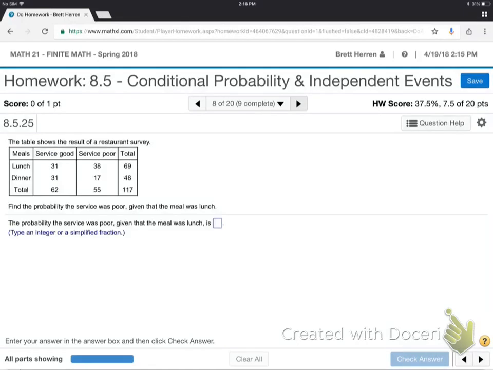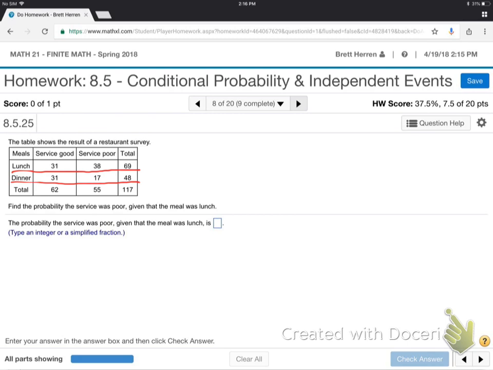We're doing on time. Okay, half an hour. So the table shows restaurant. So you see what's going on with this restaurant? So here's lunch. At lunch, 31 people thought the service was good. 38 thought the service was poor. 69 total. Dinner, 31 thought it was good. 17 thought it was poor. 48 total. And then there's the totals. So there's lunch and dinner and the totals that thought the service was good or poor.